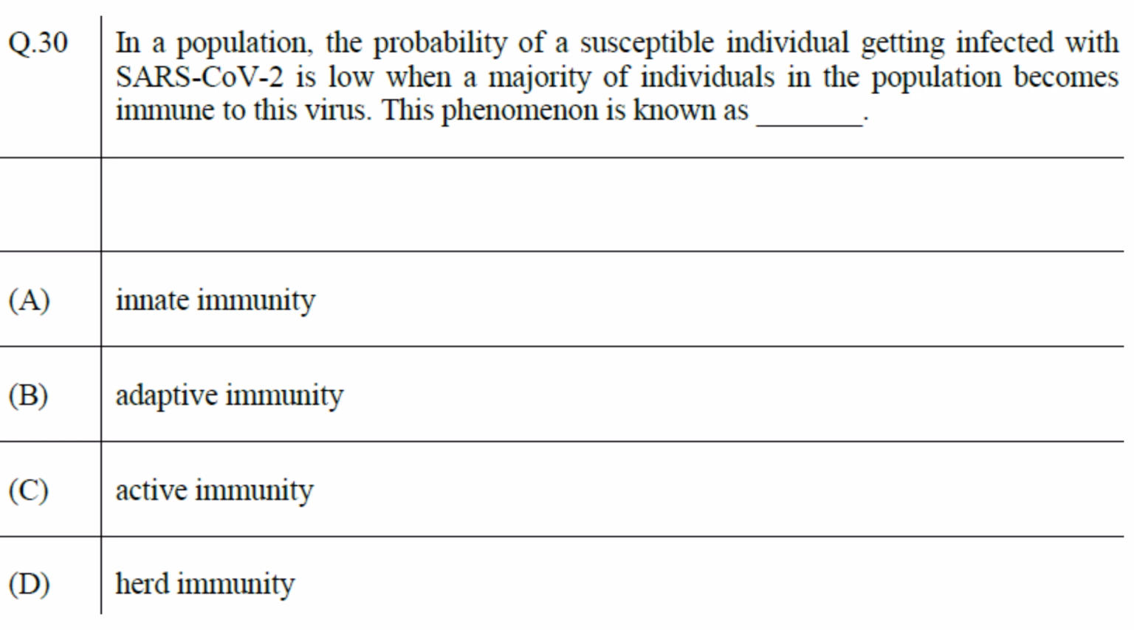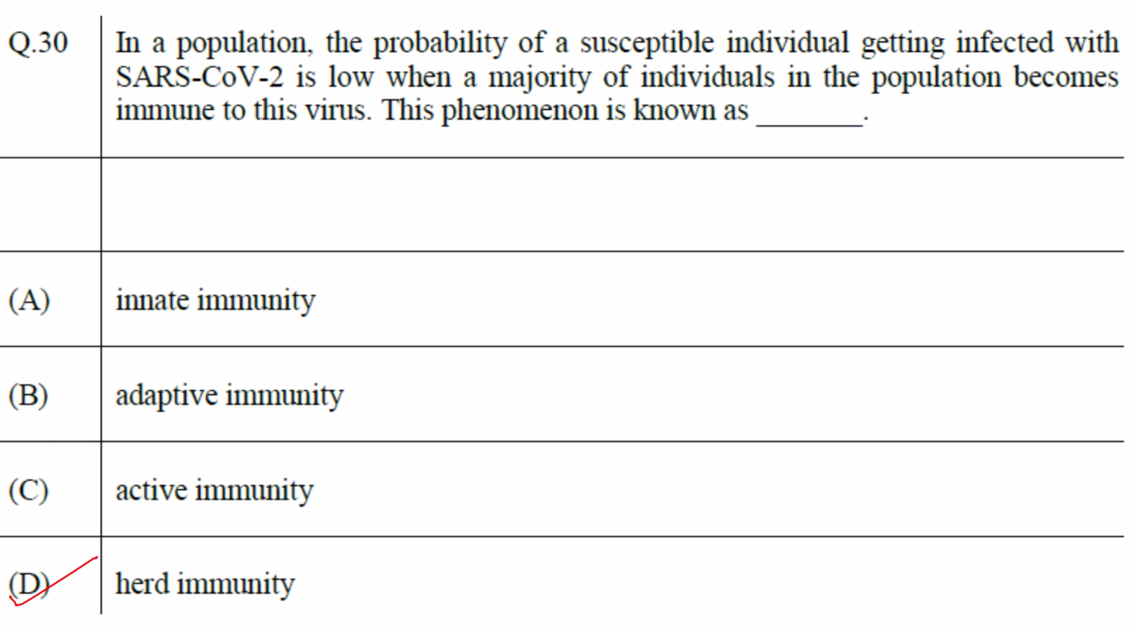In a population, the probability of a specific individual getting infected with SARS-CoV-2 is low when a majority of individuals in the population become immune to the virus. Yes, that's correct. We have read it in papers during the COVID pandemic. So it is called herd immunity. The answer is option D. Because of herd immunity, the majority of individuals in the population will become immune to the virus.